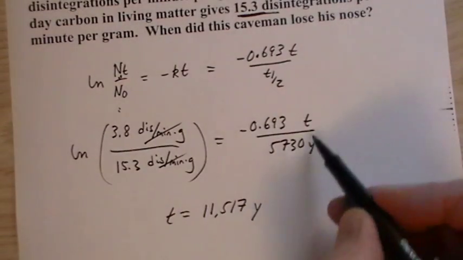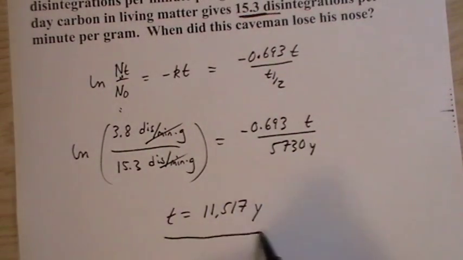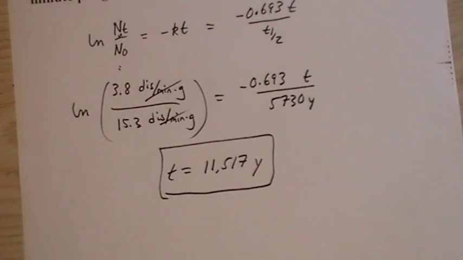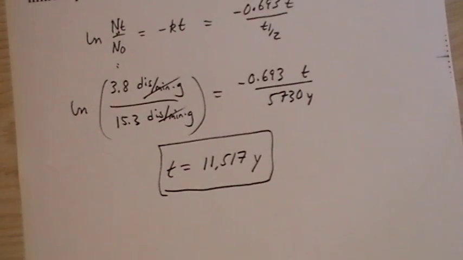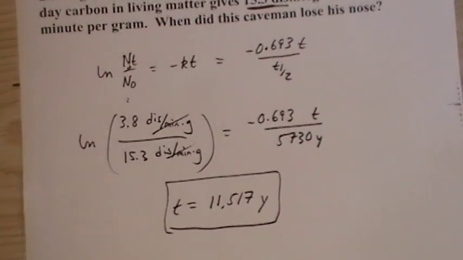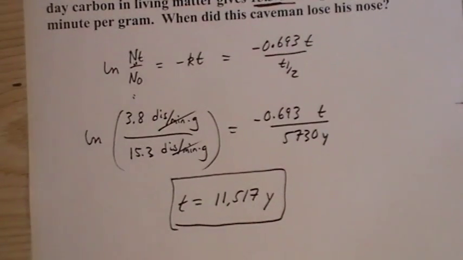But you need to know the equation, and you solve for t. And I don't even worry about the significant figures here, just leave it as is. So 11,517 years ago, the caveman lost his nose. Okay, so that is it. Those are the types of calculations that you'll be working with.